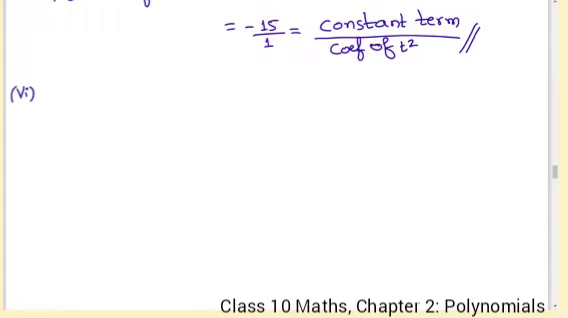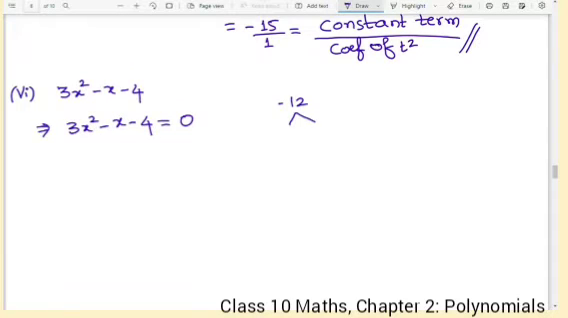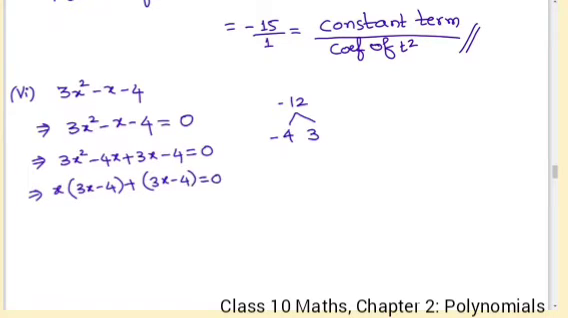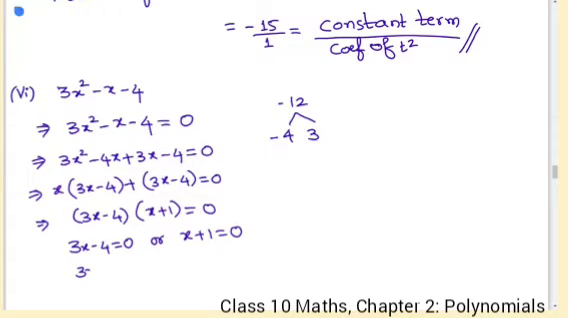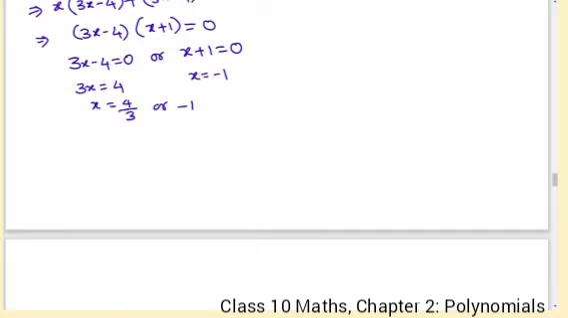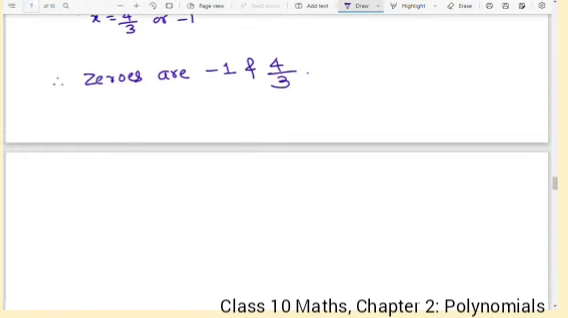Now next question, 6th, 3x square minus x minus 4. Here 3 into minus 4 is minus 12, hence the factors are minus 4 and 3. Now simplify this term, 3x square minus 4x plus 3x minus 4 is equal to 0. It becomes now 3x minus 4 is equal to 0 or x plus 1 is equal to 0. Hence x will become 4 by 3 or minus 1. Therefore, zeros are minus 1 and 4 by 3 here.